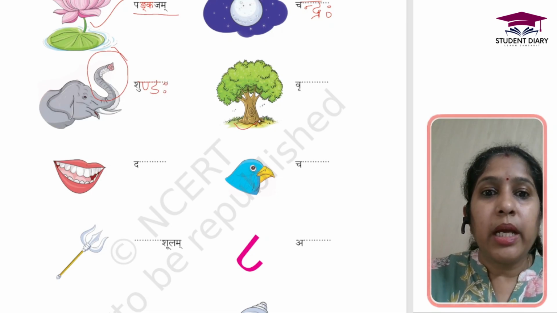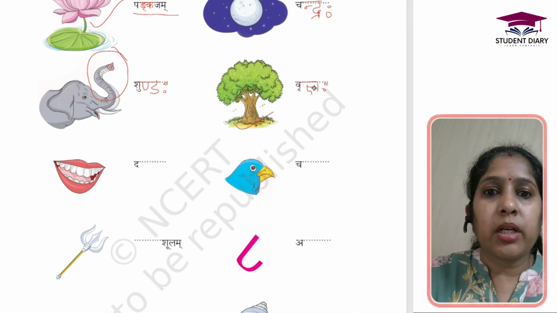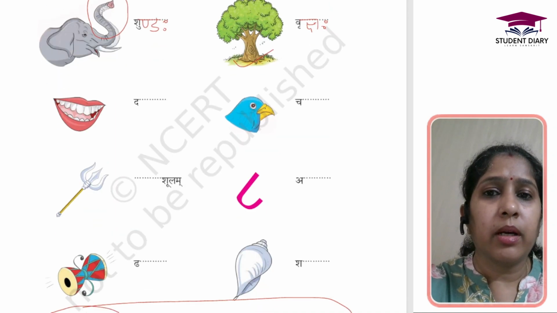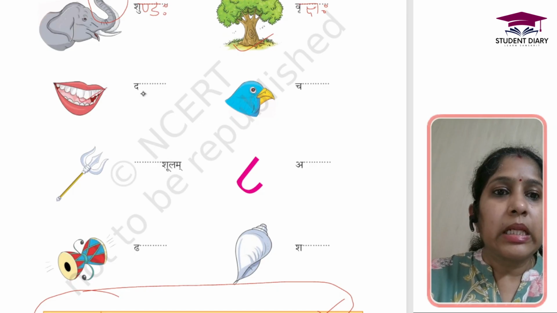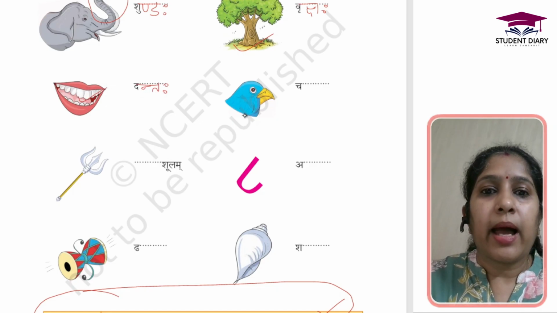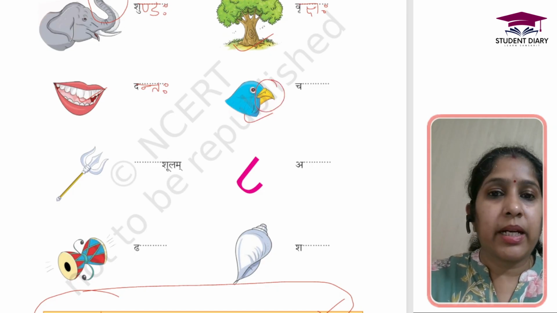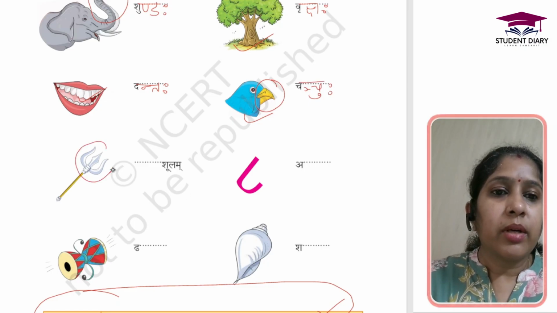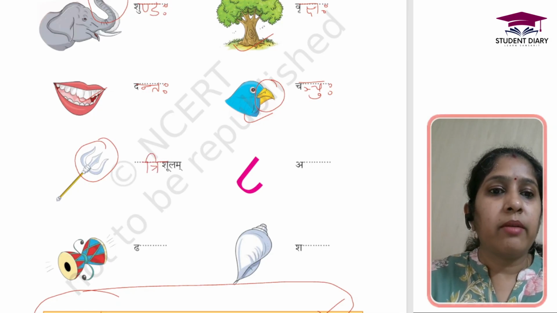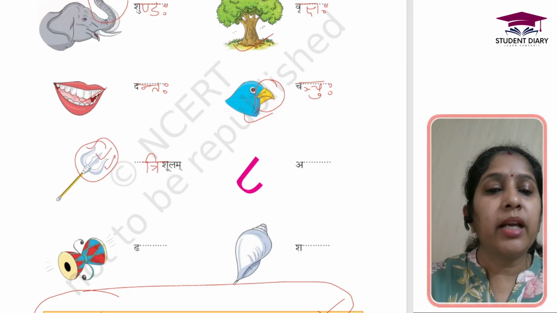Okay. Now it is tree. So how do we say tree in Sanskrit? Vrikshaha. Ksha. Right? Kshaha it will become. Then it is dantaha. Teeth. Correct? Then this one is called the beak, right? So beak is called chanchuhu. Okay, so it is chanchuhu. Then this one is what? Trishul, trident. Correct? Trident means three teeth, right? So trishulam.